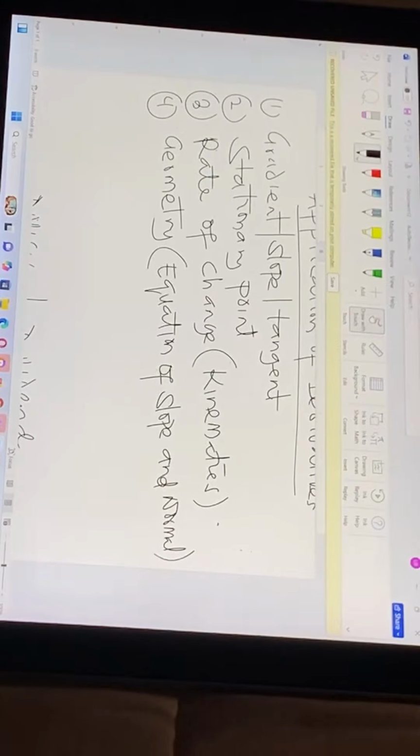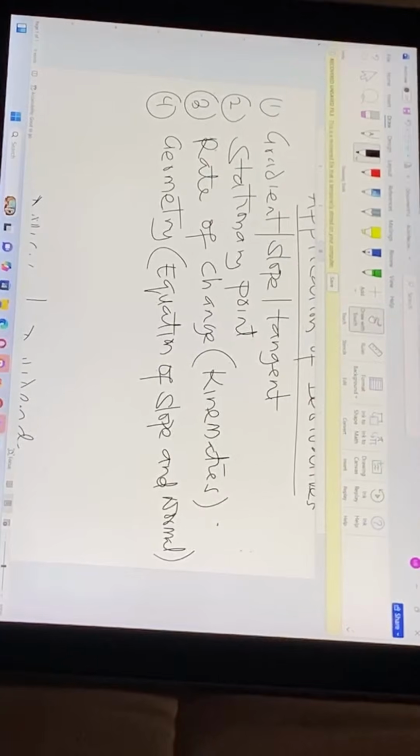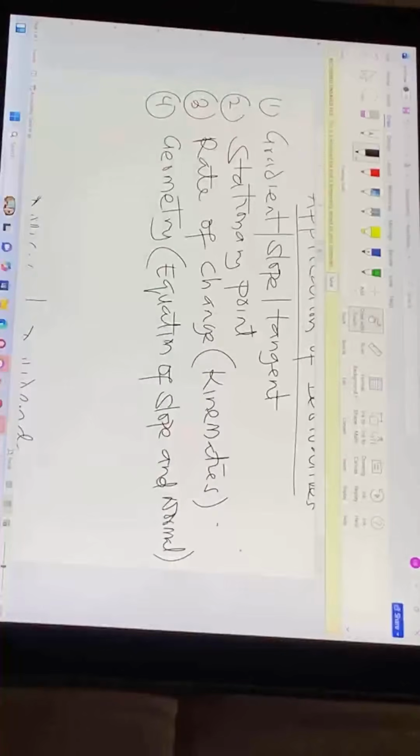Please, if you can hear me, let me know so that I will know if there is any issue from this end. Can you see the board clearly? Can you hear me? Okay, someone said yes.